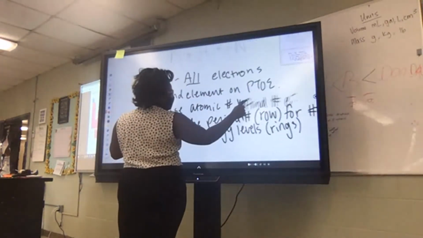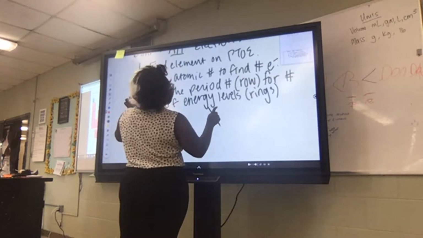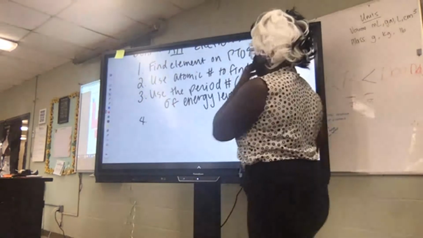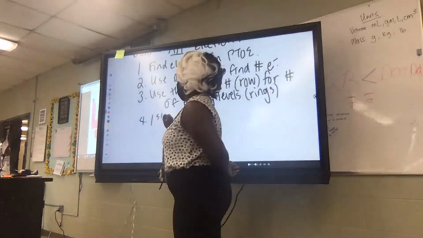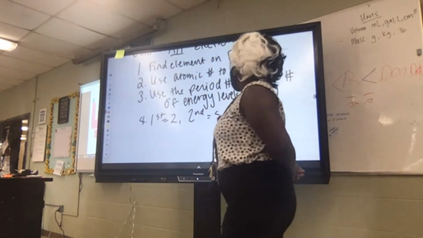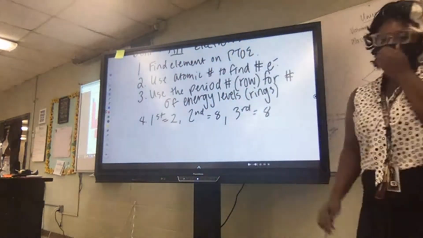Last but not least, we are going to follow our rules. The first ring is going to get 2. Second ring is going to get up to 8. Third ring is also going to get up to 8 for our purposes.